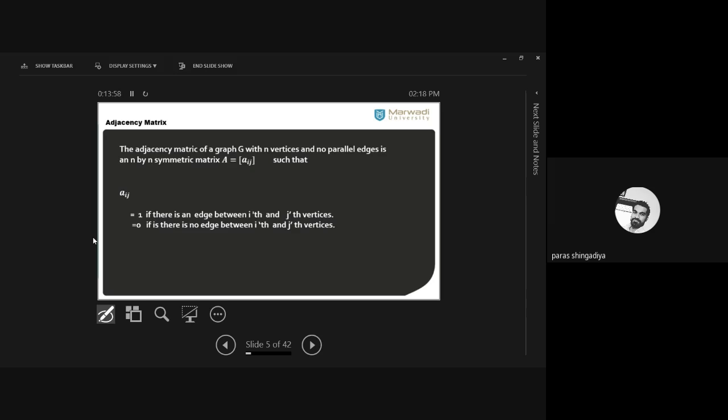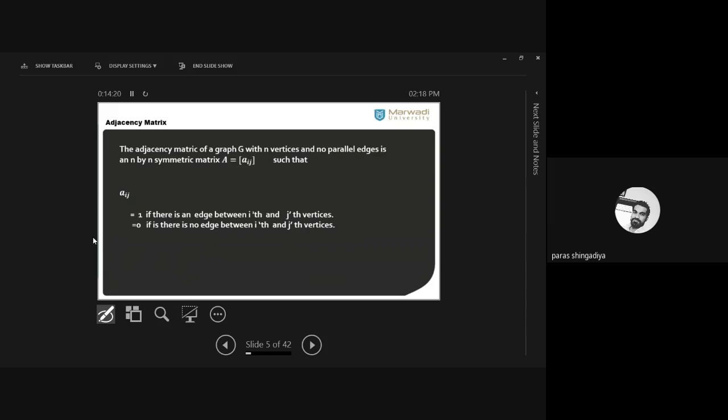N indicates the number of vertices. If the graph contains 7 vertices, then you will get a 7 by 7 matrix. What does 7 by 7 mean? 7 rows and 7 columns. Okay. If 9 vertices are involved, then it will be a 9 by 9 matrix, meaning a 9 cross 9 matrix. Clear? Okay. And the second word is symmetric matrix.